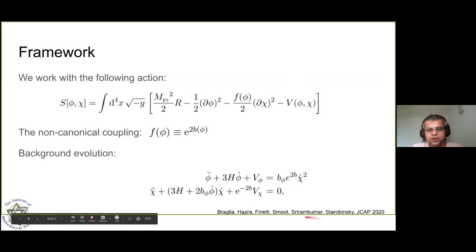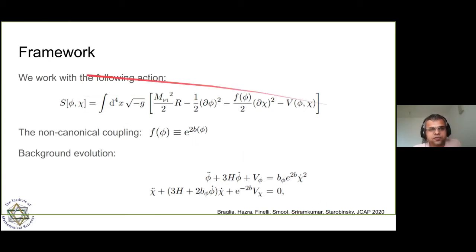Okay, so I'll be talking about the work that I did with Matteo, Fabio, George, Sriram, and Alexei. This work assumes the following action. Gravity is simple Einsteinian gravity given by this Ricci scalar, and these are the kinetic terms in the Lagrangian: del phi squared and del chi squared. This is the non-canonical coupling in the kinetic term, and there's a potential given by V of phi and chi. What we are taking here is that the potential is not coupled in the fields, so the potential can be written as V phi plus V chi.